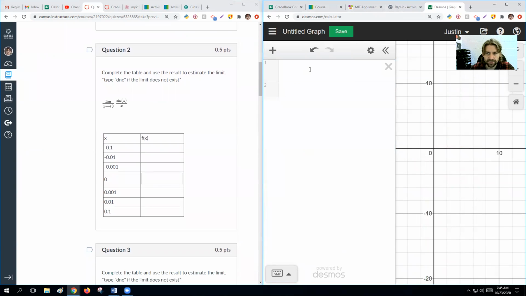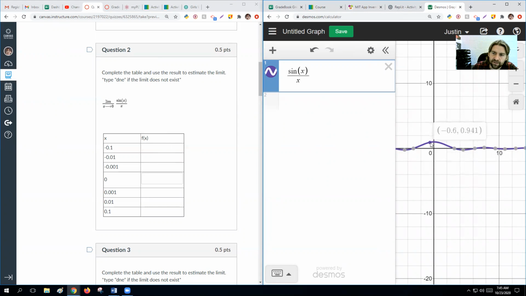Okay, so next question, same thing again. What's the limit as x goes to 0 of sine x divided by x? Now we probably should put this in degrees or radians, but since we're going to 0, 0 degrees is the same as 0 radians, so it really won't matter. Now if we look at this here, it gets closer. It looks like we get really darn close to 1, just scrolling over it.